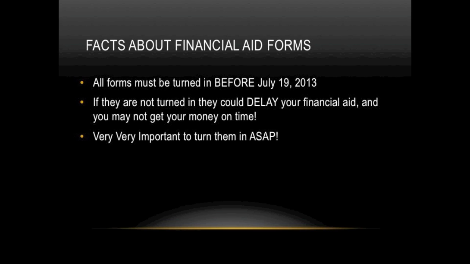All financial aid documentation has to be turned in by July 19, 2013. This is the priority deadline. If they are not turned in by this date, there could be a delay in your financial aid. That means that you may not get your money on time. That is why it's very important you not only turn in all forms on time, but also do them correctly in order to ensure you get your financial aid on time.